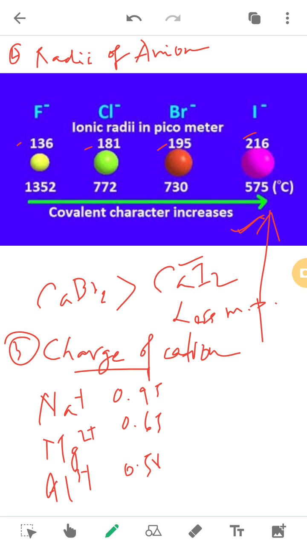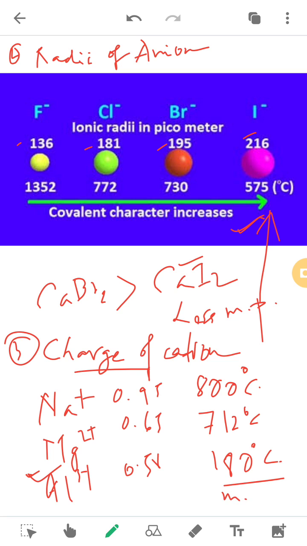When the charge of the cation is increasing, its chlorides have melting points of 800 degrees centigrade, 712 degrees centigrade and 180 degrees centigrade. So see, for aluminium Al3+ we see a very low melting point. That is because it has more covalent character, because the charge is more here. Of course, the ionic radius is also less, and the charge is also more.